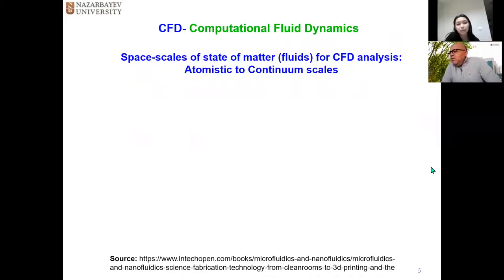First, before we do CFD, which is the acronym of computational fluid dynamics, we need to figure out what is the scale of the fluid we want to analyze, because we might be dealing with nanofluids, microfluids, mesofluids, or macrofluids. Depending on the size of the domain, we might need to use a different tool.